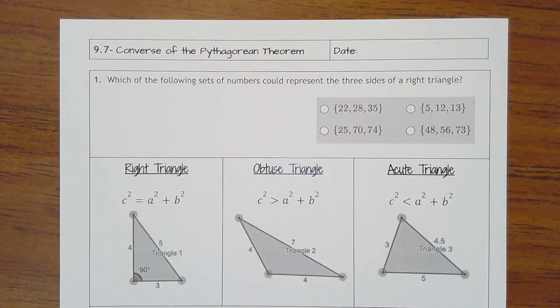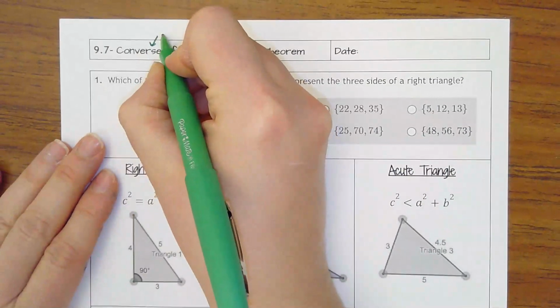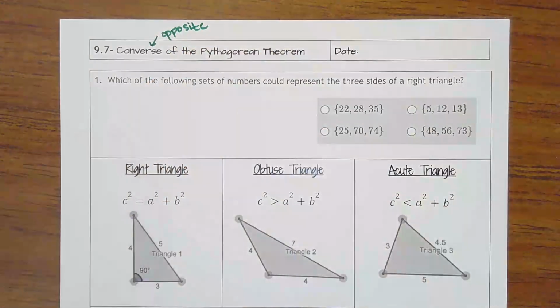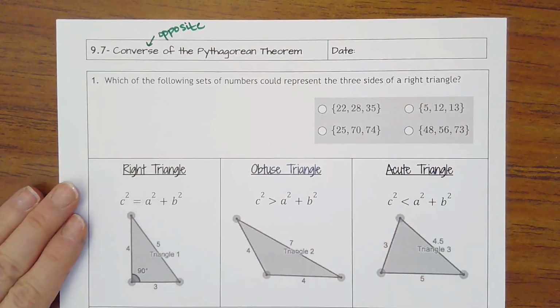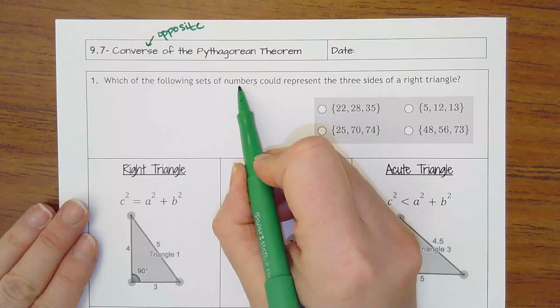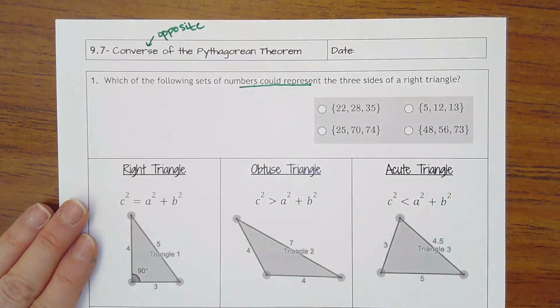9.7, we're going to talk about the converse of the Pythagorean theorem. So a converse is kind of the opposite of, or it's going to tell us something else about the Pythagorean theorem. But the first problem, super simple, just says which of the following sets of numbers could represent the three sides of a right triangle. Read this because sometimes it will say could represent, sometimes it says could not.